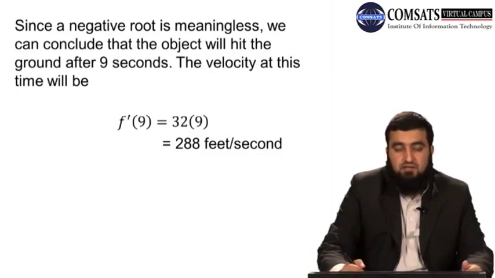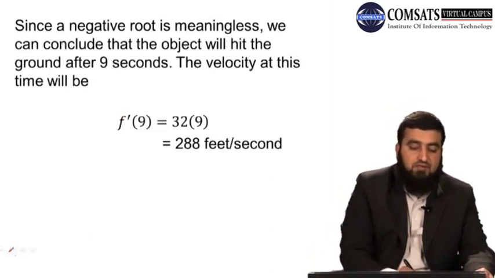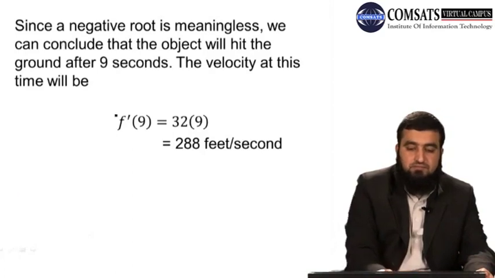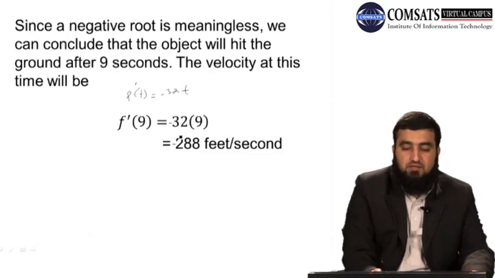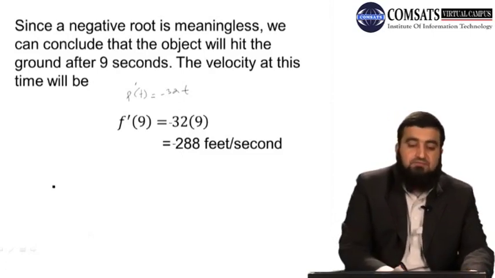So it means that अगर हमने velocity find करनी है तो हम f prime को जो है वो टाइम t is equal to 9 पे evaluate करेंगे. So we know that the f prime of t is -32t. So this will be f prime of 9 is equal to -32 into 9, which is -288 feet per second.